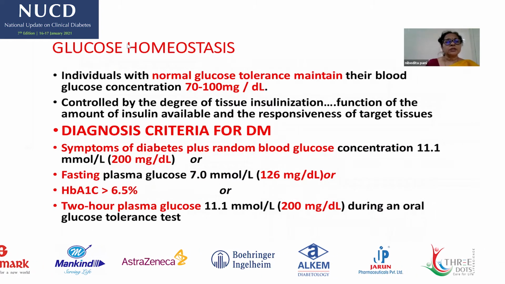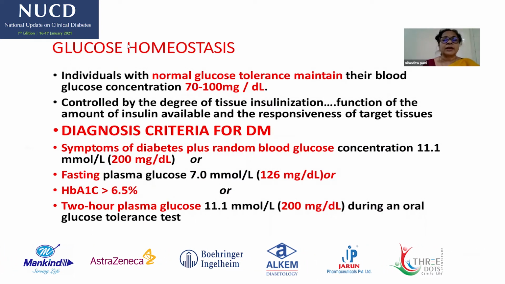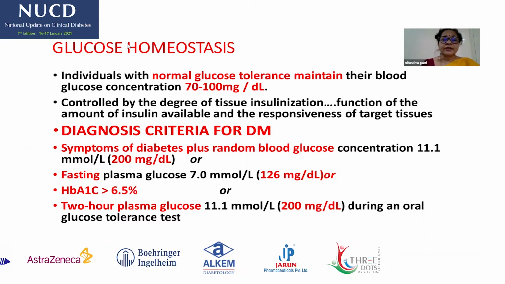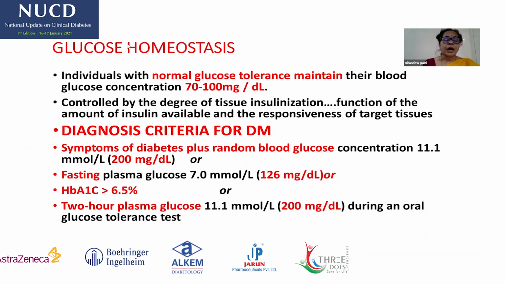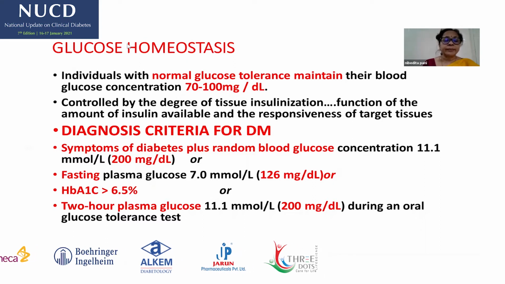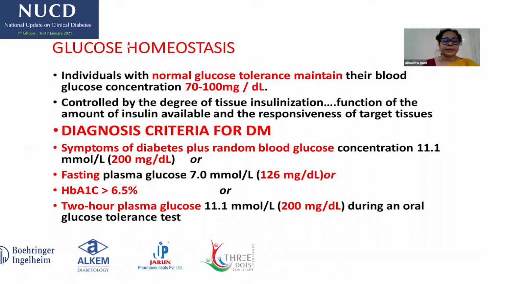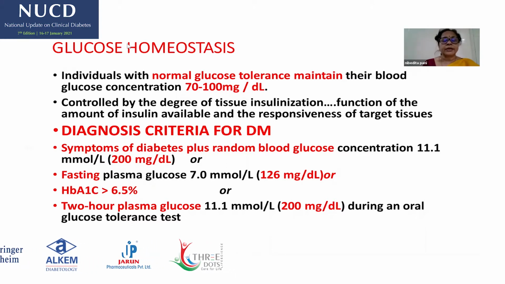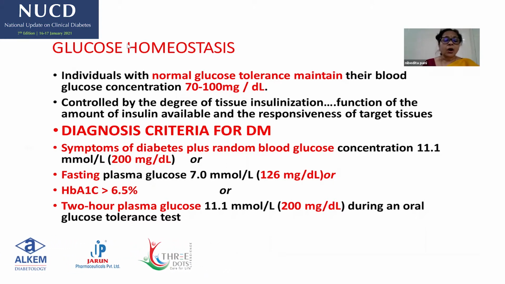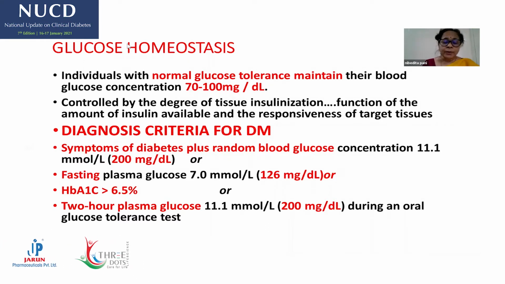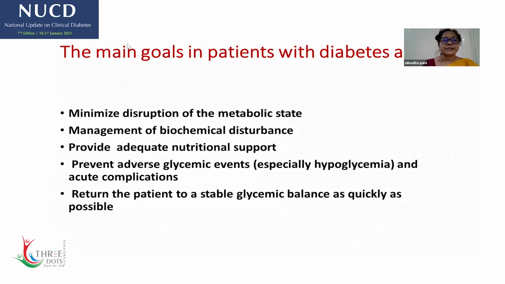So coming to glucose homeostasis, normal glucose tolerance maintains blood glucose concentration in individuals at 70 to 100 milligram per dL. How do you diagnose DM? Symptoms of diabetes plus random blood glucose of 200 milligram per dL, fasting plasma glucose of 126 milligram per dL, or HbA1c more than 6.5%, or 2-hour plasma glucose of 200 milligram per dL during an oral glucose tolerance test.